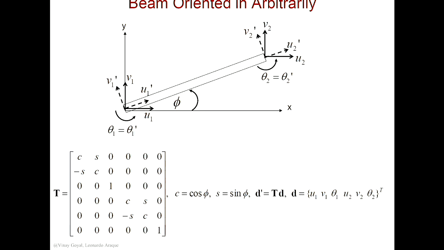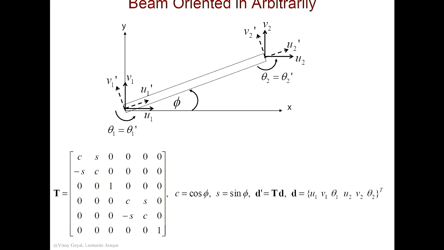For that reason, the transformation matrix we use for trusses is basically identical, except for this extra 1 here for the rotation. So if I multiply this transformation matrix times d, I get the local system. This particular T, if I multiply by the global u2, v2, u1, v1, I'll get the local system d prime. And then this is your d right here.